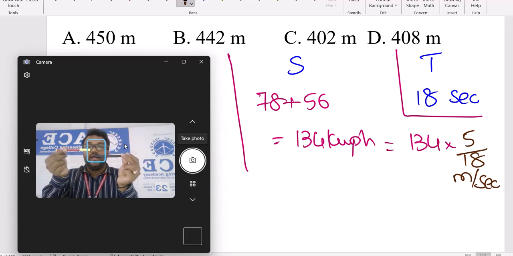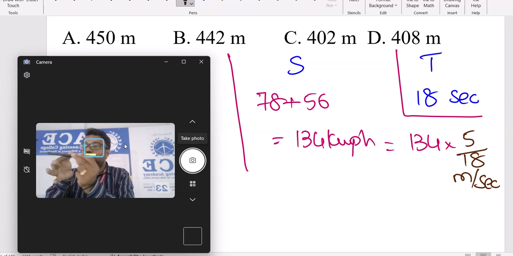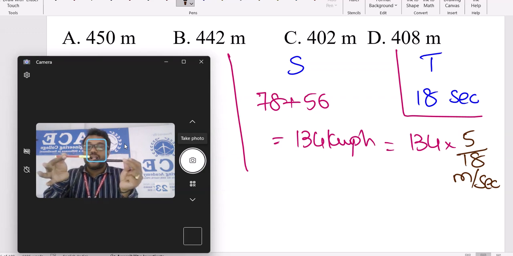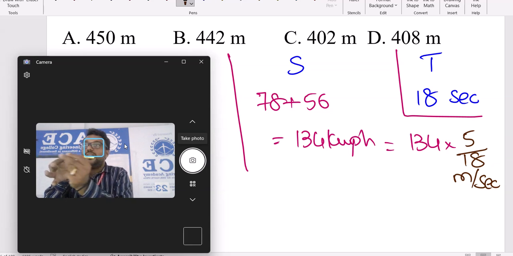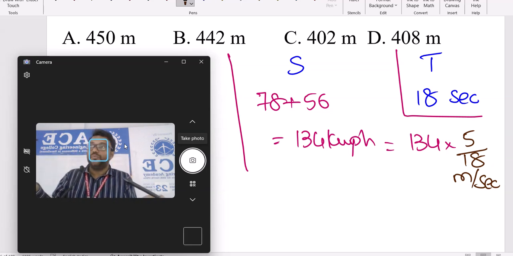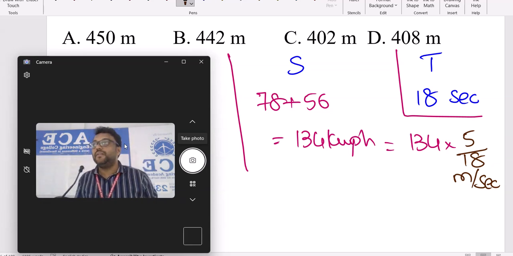Now train one covered train two length L2. Has train one now crossed train two? No, not yet. This is the front of the train, it should go to the back of the train. This is train one's length. So the distance is train two length plus train one length, or L1 plus L2. That's what I told you in the previous question.